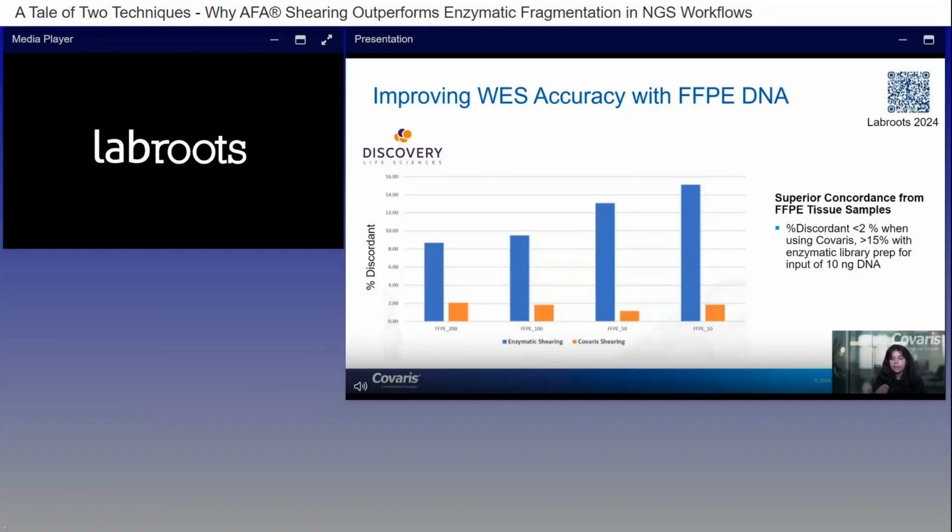In contrast, we can take a look at the Covaris shear data in orange. And we can see first off that the discordance is much, much lower overall, 2% as opposed to the 15% we were previously getting. It's also interesting to note that this discordance does not seem to be dependent or sensitive to the input amount. So you can see that we're getting very consistently high quality, whether the input is 200 nanograms or all the way down to 10 nanograms. So I think cumulatively, this data shows how a lack of shearing uniformity can impact both the efficiency and the quality of your library prep.